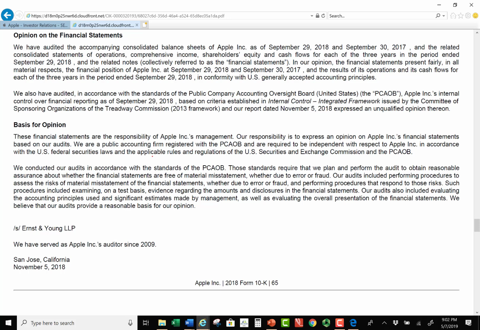We're not going to audit every single transaction. On a test basis regarding the amounts and disclosures in the financial statements, our audit also includes evaluating the accounting principles used and significant estimates made by management. Do financial statements have estimates in them? They are full of estimates, right? And we're going to evaluate those estimates, okay? And then we sign the report.